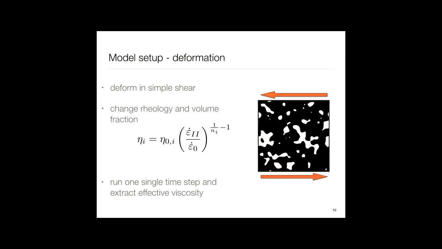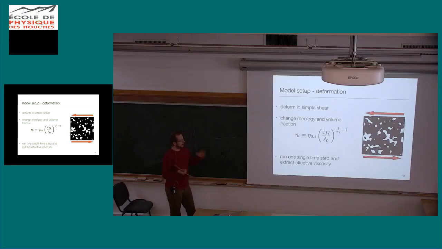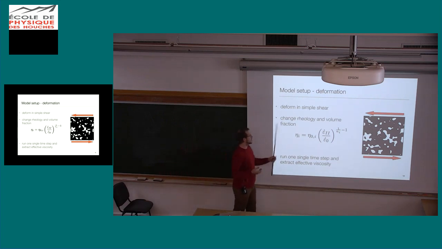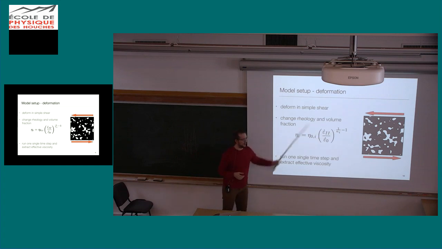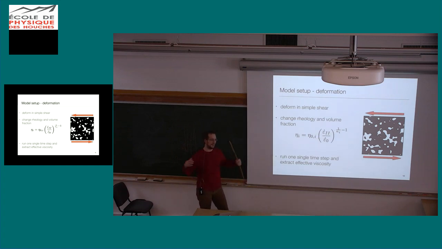Okay. And in the end, what I then do is I create this box with my two phases and I just deform it in simple shear. Then I can change the rheology, and I can change the volume fraction. Here I will only show stuff where I actually have a linear rheology, so this n is equal to 1. That's just, up to now, way easier to handle. When you want to do statistics you usually need a lot of samples, and as soon as n is larger than 1 you have to iterate, and then things take quite a while. So so far this is n equals 1.